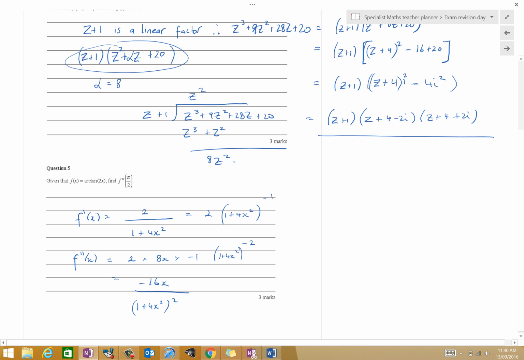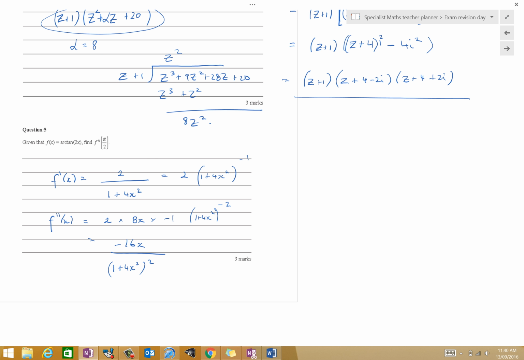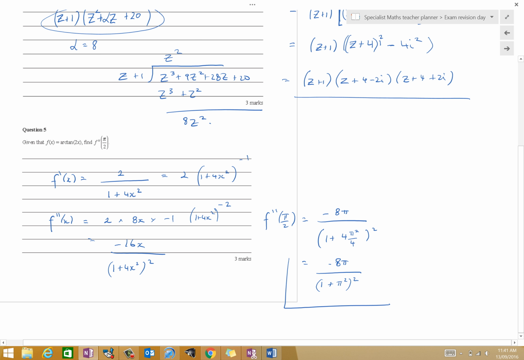Now it's just saying to find f double dash of pi on 2. So f double dash of pi on 2 is equal to minus 8 times pi on 2, which is minus 4 pi, over 1 plus 4 times (pi on 2) squared, which is pi squared on 4, all squared. And that's going to cancel out to be minus 4 pi over (1 plus pi squared) squared. That's your answer. Did you guys get that?